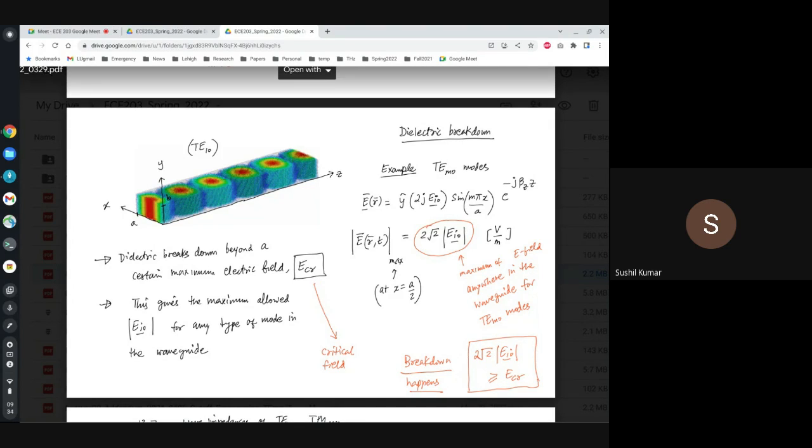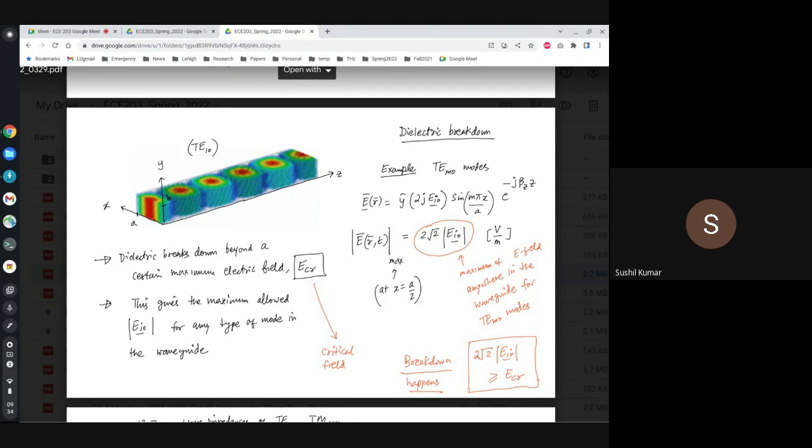So this is for A by 2 for TE10. I should have written that. For TE10, this location will be A by 2. For TE20, this location will be, I think, A by 4 and 3A by 4 for the X direction. And you can keep on going. So any question about this?